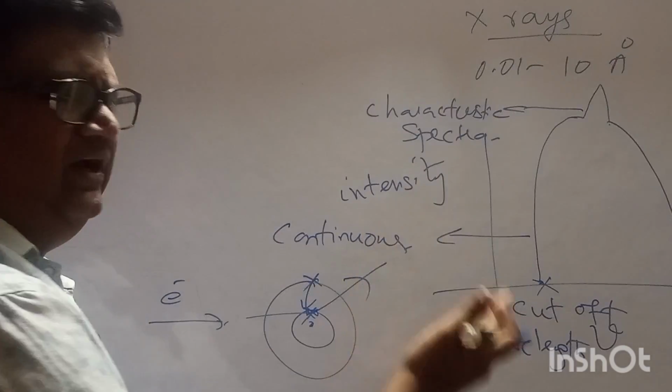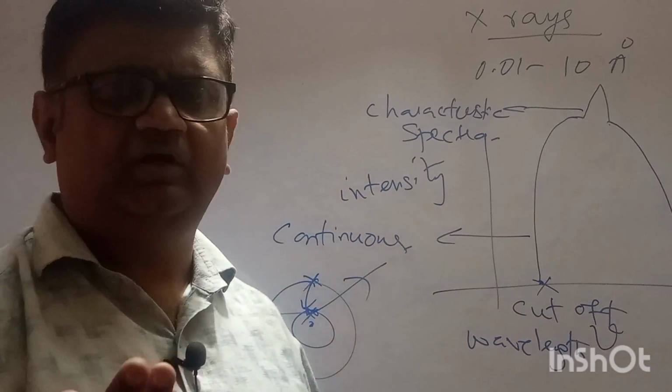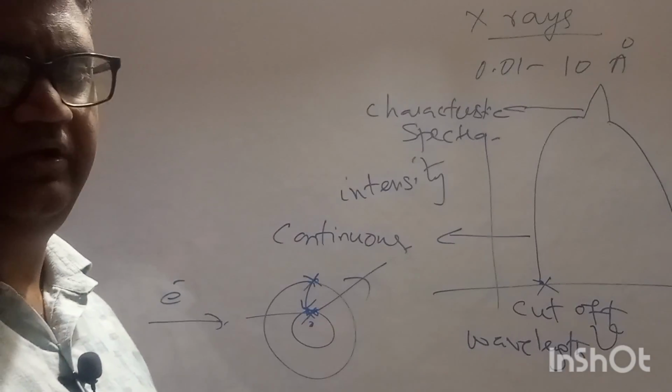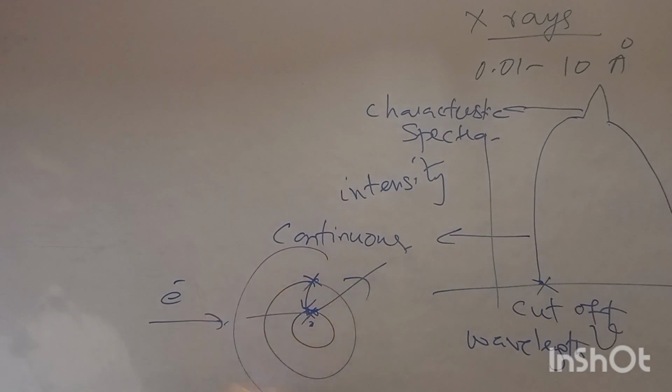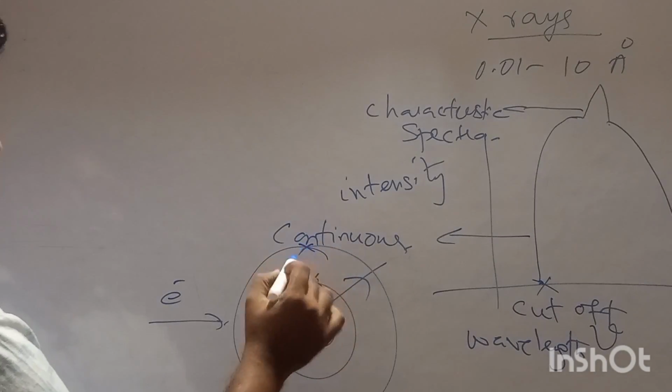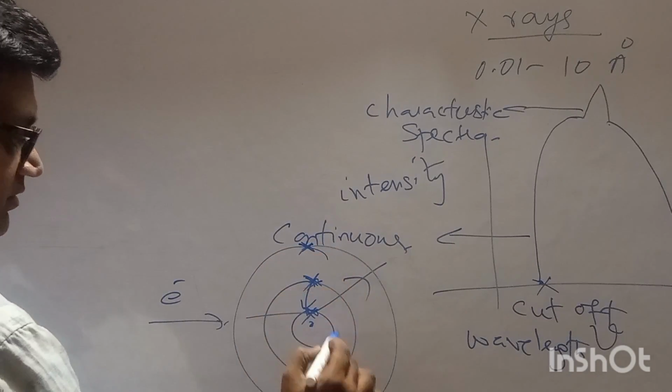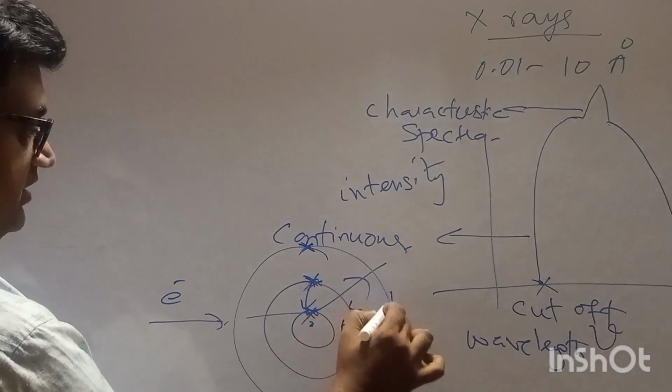It can belong to the K alpha, K beta or K gamma series, or it can belong to the L series or M series, depending upon which electron is replacing. Suppose this electron is replacing this one. See, this is K, this is L, this is M.